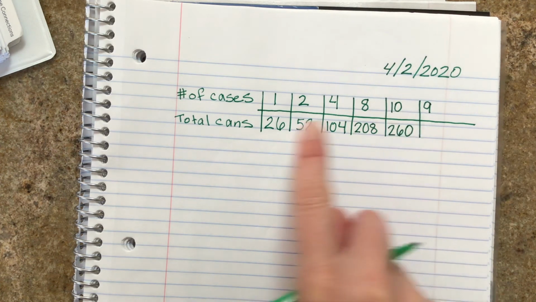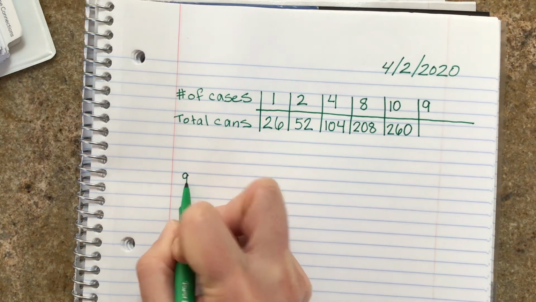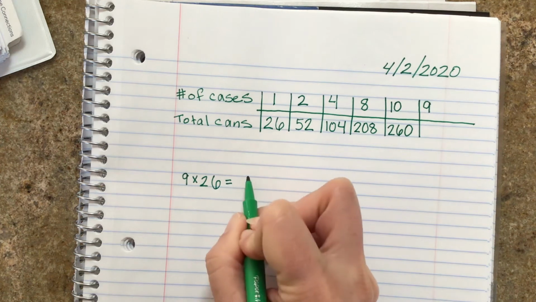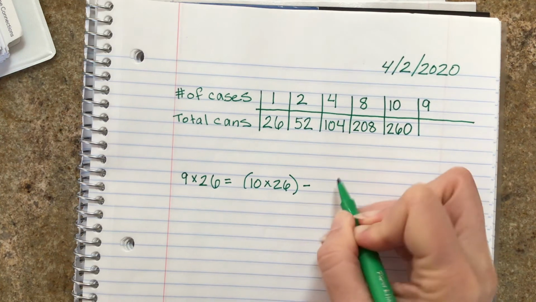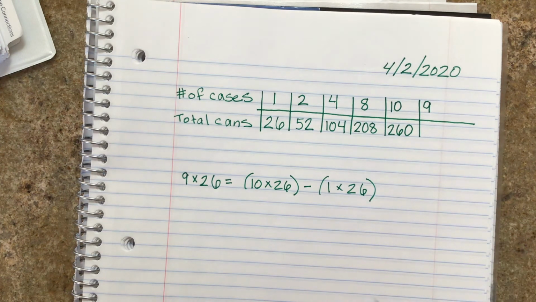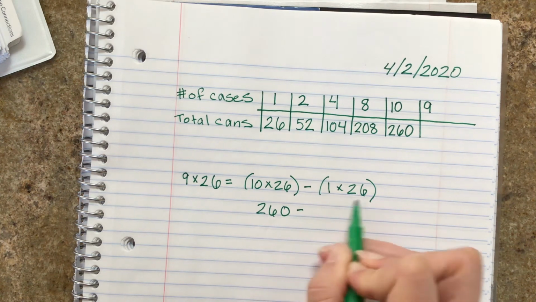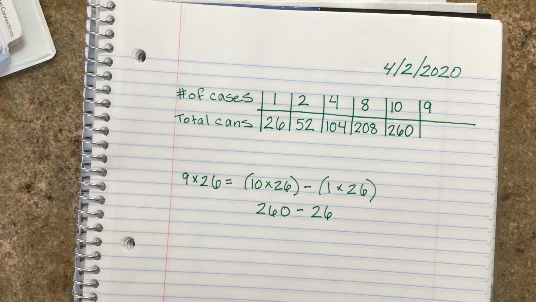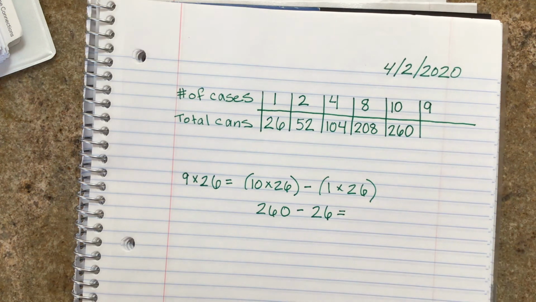But if I did 260, if I did 26 times 10 first, so we're going to write this down underneath here. We're going to show how 9 times 26 is equal to 10 times 26 minus 1 times 26. So we would say 10 times 26 is 260, and we're going to take away one of those cases. So we're taking away 26 cans. So 260, take away 26. Go ahead and do that work.